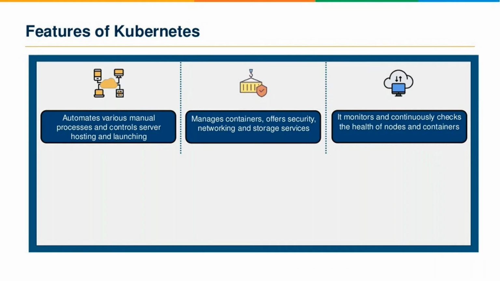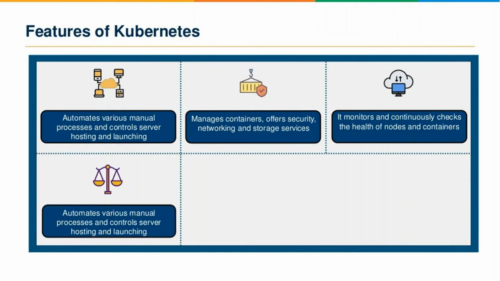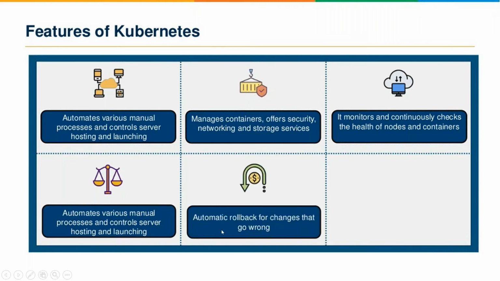Next one is it monitors and continuously checks the health of nodes and containers. Yes. In the Kubernetes master, as we discussed, we have one controller manager that always monitors and checks the health of nodes and containers. Next one is automates various manual processes and controls server hosting and launching. The same feature is available here also. Next one is automatic rollback for changes that go wrong. Automatic rollbacks. What is rollback? Anyone have any idea?